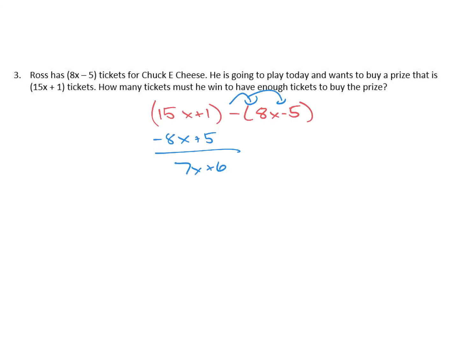So if we know we are looking for the prize of 15x plus 1, and we know we're subtracting out what we already have, make sure we distribute, and then we can combine like terms, and our answer is 7x plus 6.